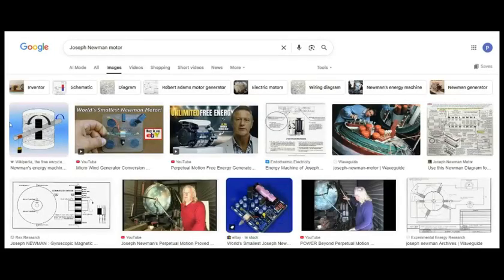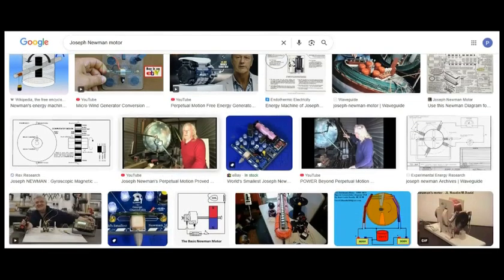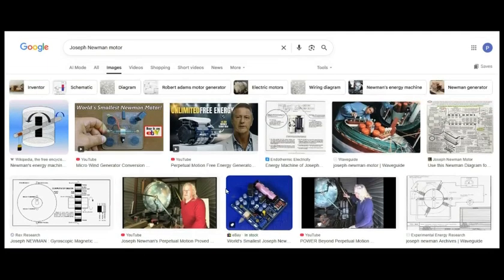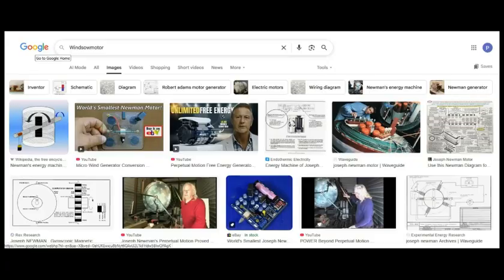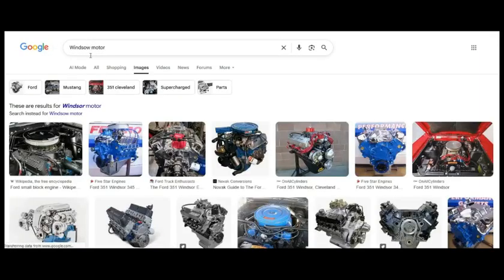This might be a decent picture of it, might not be, but the window motor is essentially Joseph Newman's motor, and Bedini just did the electrical commutation and made it smaller. But Newman, who we see pictured there, had a 2-ton version of it that he called the Big Eureka. So let's see now with the window motor if we can get an idea of how the thing is put together, and I've already kind of explained to you how it's wired.